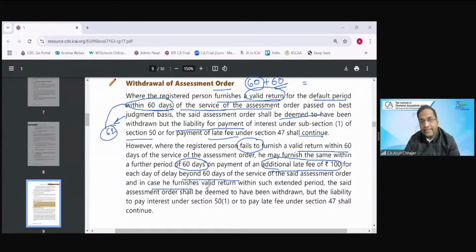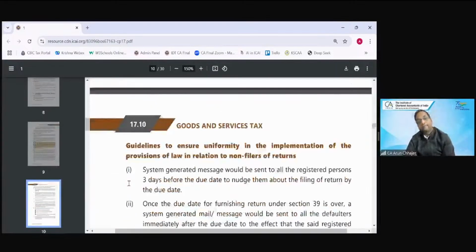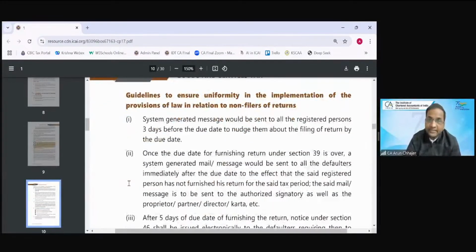Okay. And in case he furnishes the valid return within such extended period, the said assessment order shall be deemed to have been withdrawn, but the liability, interest and liability to pay the late fees will continue. I hope it is clear to all. एक बार confirm करना. Now we can read the guideline which has been given for non-filer of the returns. ठीक है.